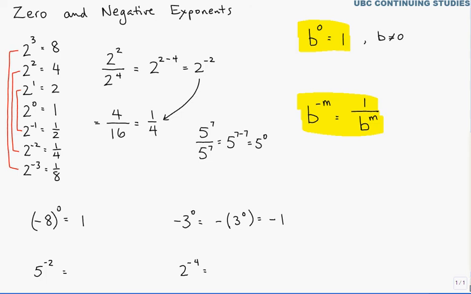Alright, let's take a look at a couple examples with negative exponents. 5 to the power negative 2. Right away you can write that as 1 over 5 to the power of positive 2. And if you want, you can just expand 5 to the power of 2 and write that as 1/25. 2 to the power of negative 4, immediately you can write it as 1 over 2 to the power of positive 4. Or, again, you can expand the 2 to the power of 4 and write that as 1 over 16. So 2 to the power of positive 4 is 16. 2 to the power of negative 4 is 1 over 16.